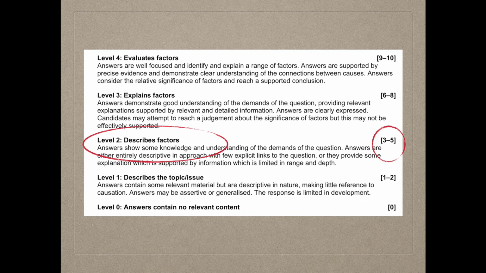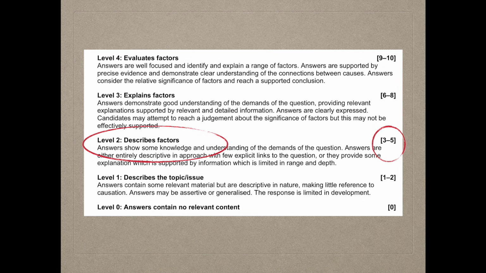Moving on to level 2, this is describing factors and it's worth 3 to 5 points. Here it says answers show some knowledge and understanding of the demands of the questions. Answers are either entirely descriptive in approach with few explicit links to the question, or they provide some explanation which is supported by information which is limited in range and depth. So basically, you might know some of the causes of the event in question, but you're not really linking them and thoroughly explaining that you really know what you're talking about. Here, you clearly haven't studied enough, you don't have a real grasp on how to thoroughly explain the actual link between the event in question and what caused it.